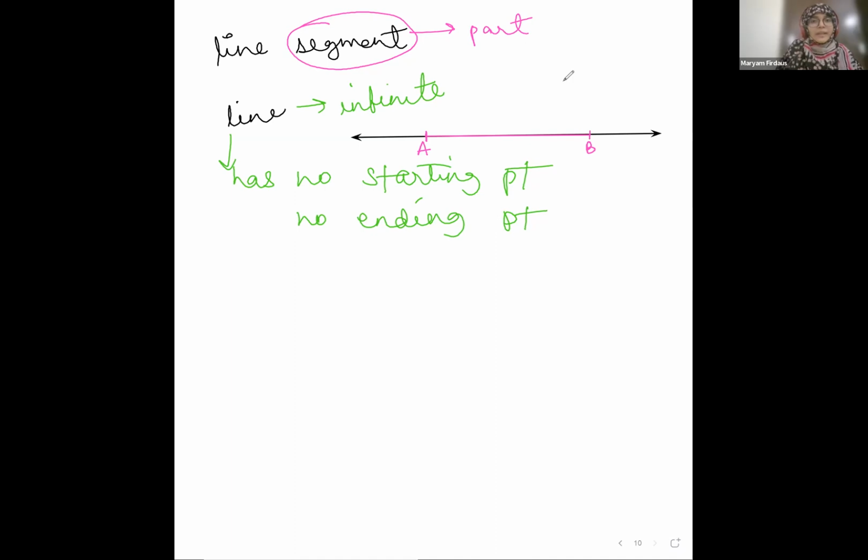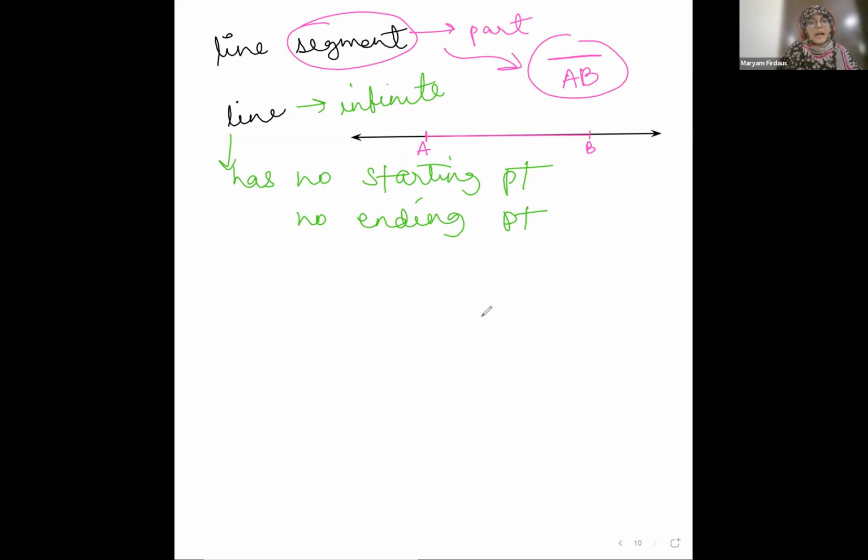No, the points A and B are not called segment. The points A and B are the starting and ending point of a line segment. So this whole pink thing that you can see here, if you look carefully, that is the line segment. A and B are just points. A, B, and you denote it like this. This is your line segment.